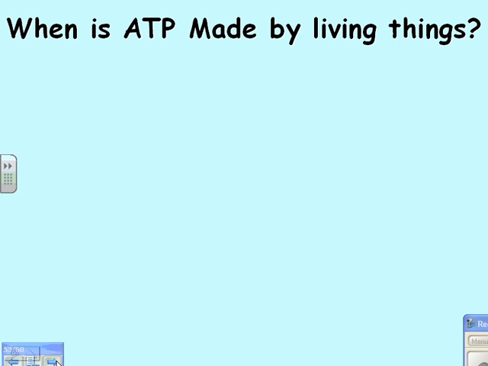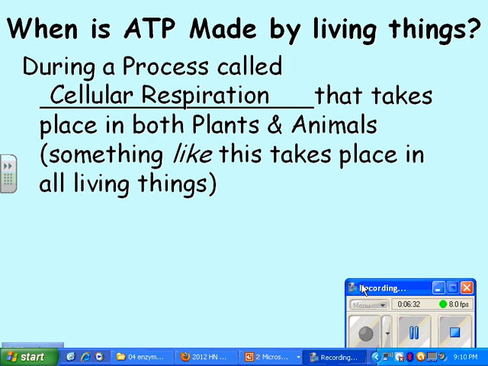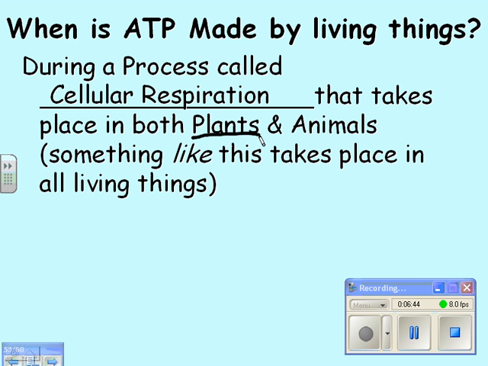When is ATP made by living things? During a process called cellular respiration that takes place in both plants and animals. Something like this takes place in all living things. It might be fermentation or another process, but some process where you're breaking down a molecule to release energy and make ATP. And here's the key, one thing that students forget a lot is that plants actually have to do this too. We always think of plants as making glucose because they do.